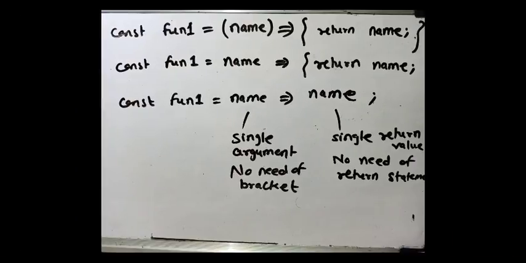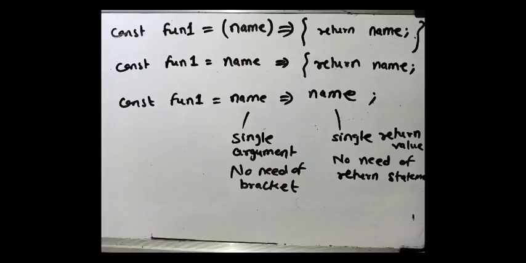Here three lines are written. First line says const fun1 equal to name, then arrow, and within body I have written return name. Means in the first line only one argument, name, is there and only one return value, name, is there. In the second line I have written the same thing, but there is no need of argument bracket since we have only one argument. If you have two arguments, then bracket is necessary. If you have only one argument, no need of bracket.